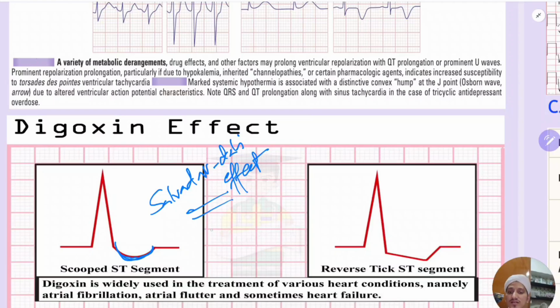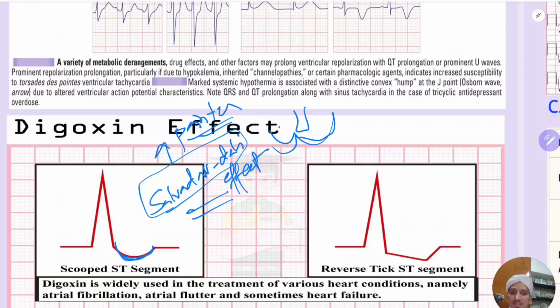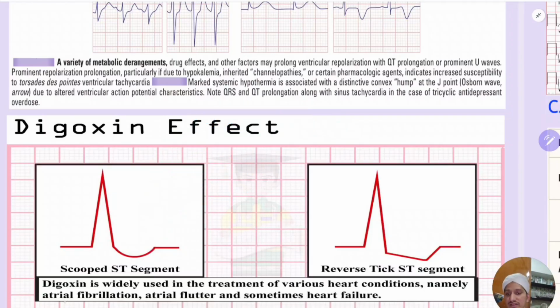Salvador Dali effect. Salvador Dali is the name of a famous Spanish painter, who used to keep his mustache like this. If this is a nose, like this mustache. Because of this mustache, this scooping, that sign, that name is derived. I will show that. Okay.